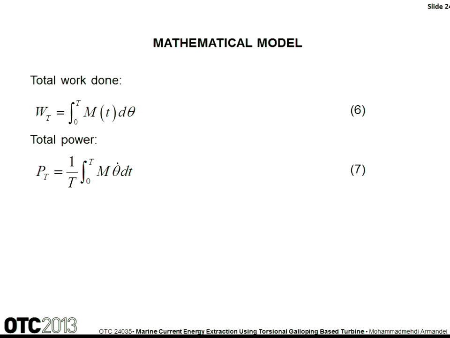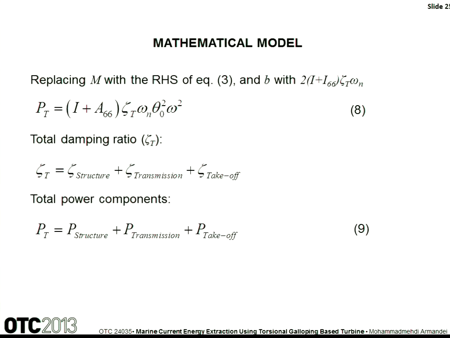The total work done by the system can be calculated using equation 6, and the total power in each cycle of the oscillation is calculated using equation 7. If we replace m from equation 7 with the right-hand side of the equation of motion into the integral, and also b with this expression, we come up with this formula for the total power out of the water current, in which zeta t is the total damping ratio.